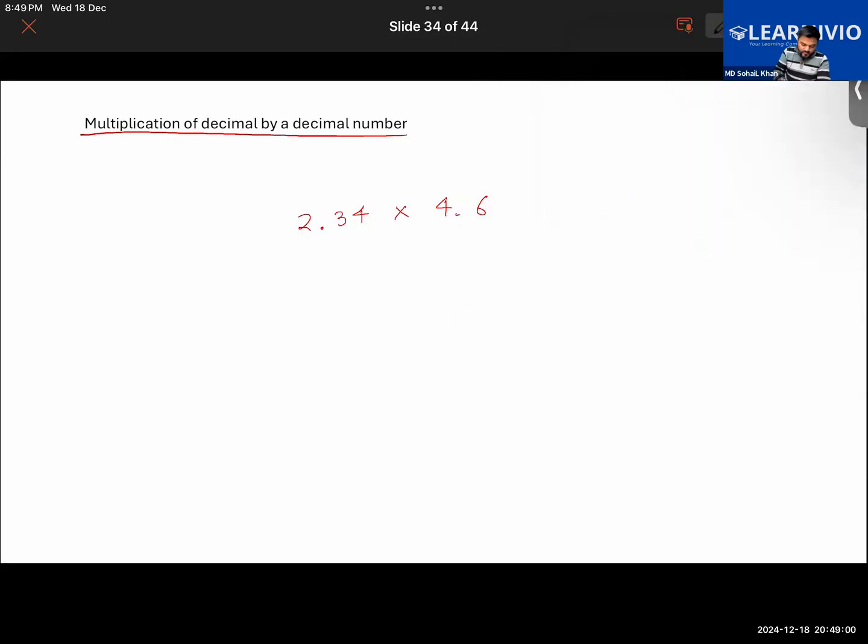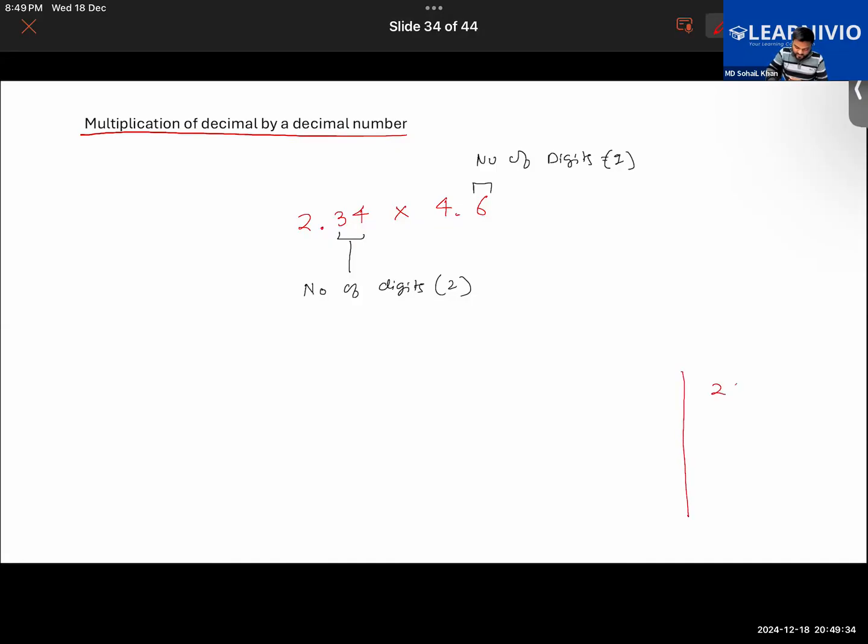Let's count the number of digits after the decimal point here. How many decimal places are there? The number of digits is 2, right, Habib? And here the number of digits is only 1. Now we know we have to multiply them as any normal number, just like how you do the multiplication for any given whole number.